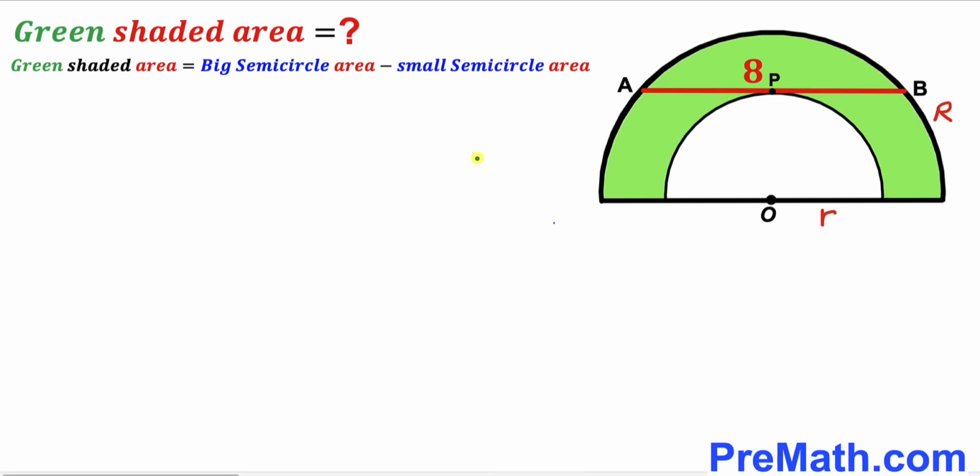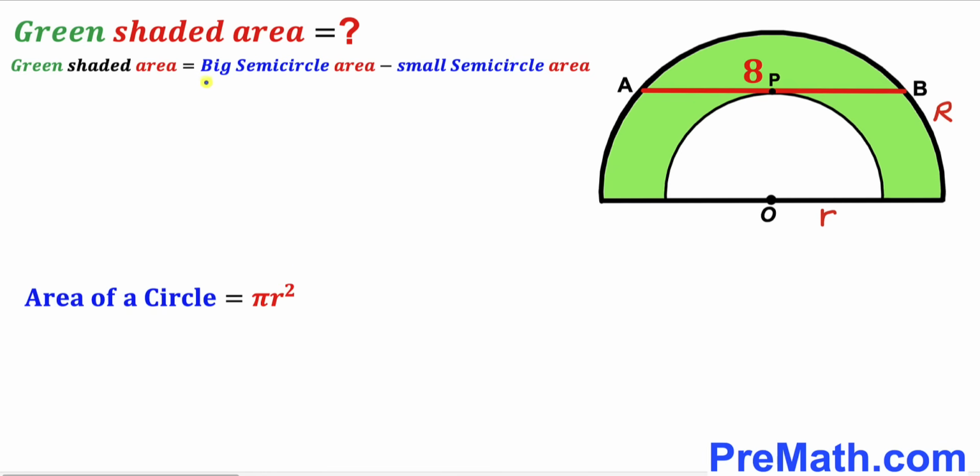Now let's make an observation. This green shaded region area is going to be equal to the area of the big semicircle minus the area of the small semicircle. Our task is to calculate the area of this big semicircle and the area of this smaller semicircle as well. Let's recall the area of a circle formula. Area is always equal to pi r square, where r is the radius.